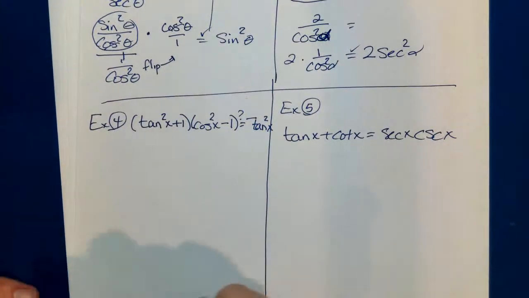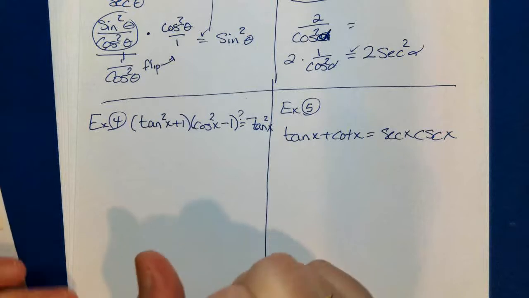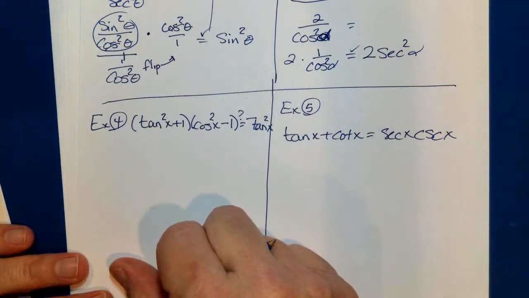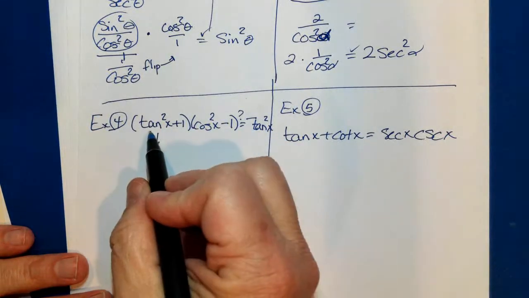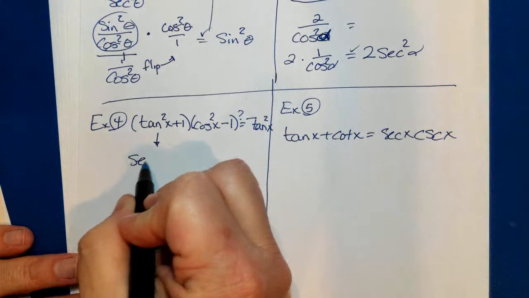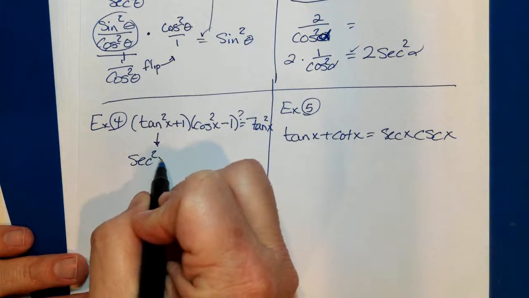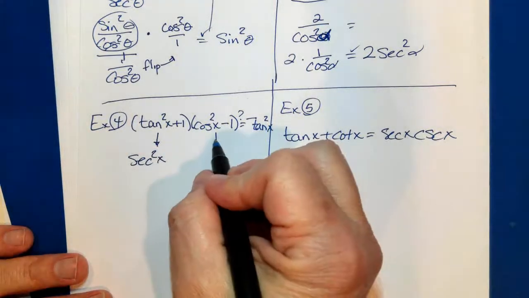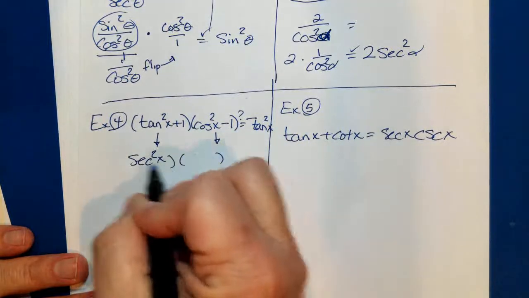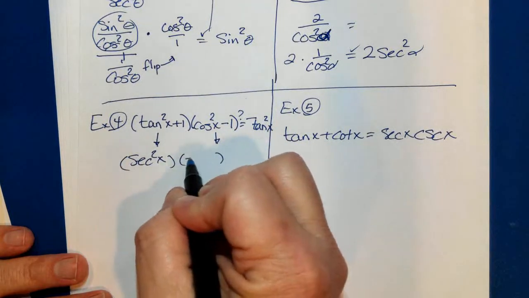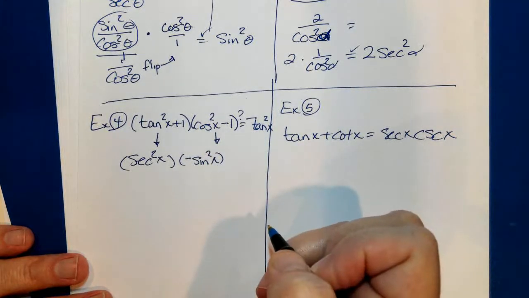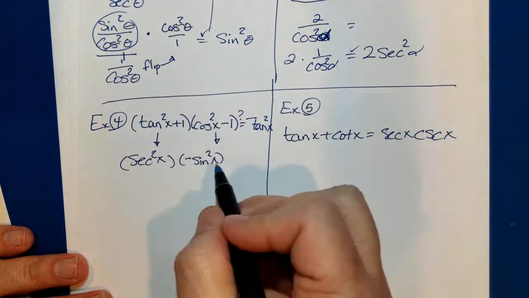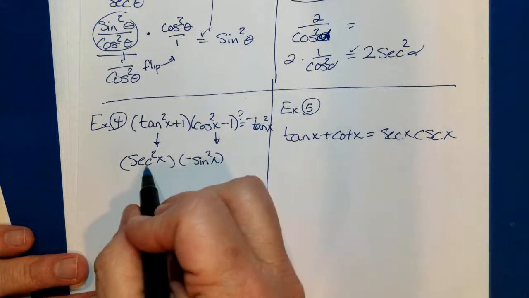Okay. This looks a little bit uglier, but I promise you, we can make some pretty nice substitutions. We can look at the Pythagoreans. Tangent squared plus 1, well, guys, that is directly secant squared. And cosine squared minus 1, we talked about the other day, that is negative sine squared. Okay? Two very simple substitutions, but here's what I want you to look at.